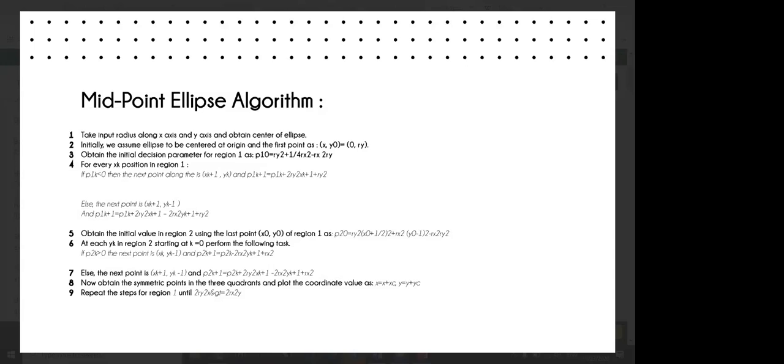The obtaining initial value in region 2 is going to use the last point of the x0 and y0 of region 1 as P20, I mean, P20 equals RY2. And it goes on with the formulas, if you see over here. Okay, at each yk in region 2, starting at k equals 0, perform the following task. Okay, else going to be a next point, let's say P1k bigger than 0.